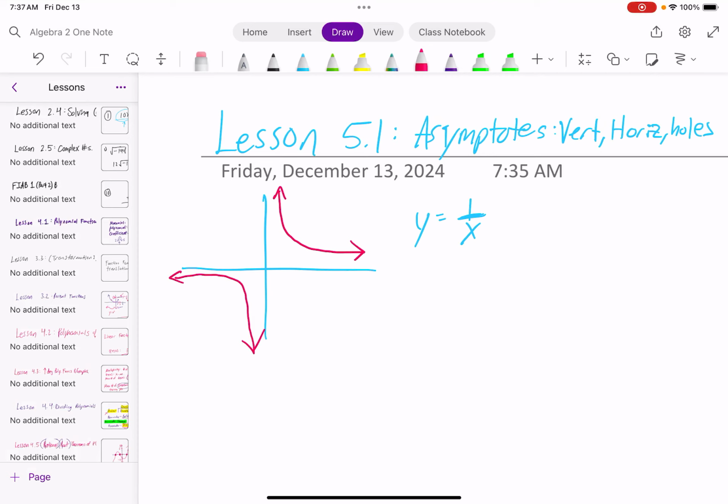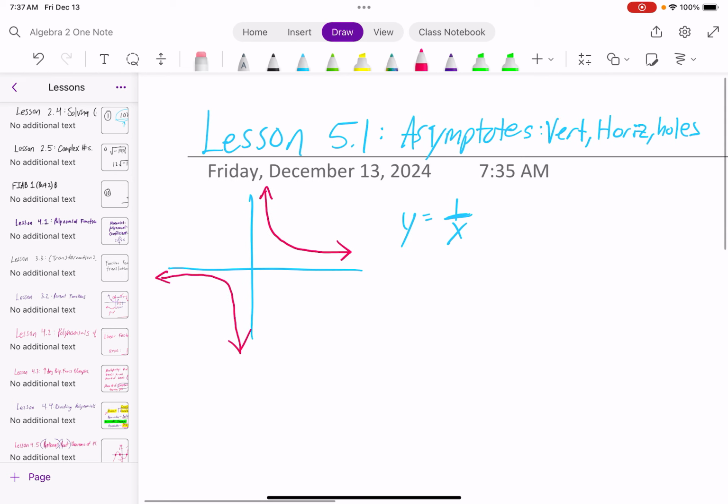Good morning, everyone. So, this is lesson 5.1 on asymptotes, vertical, horizontal, and we're going to deal with holes. So, for asymptotes, what are they? Asymptotes are where a line never gets to, wherever the line seems to be approaching but never gets to.